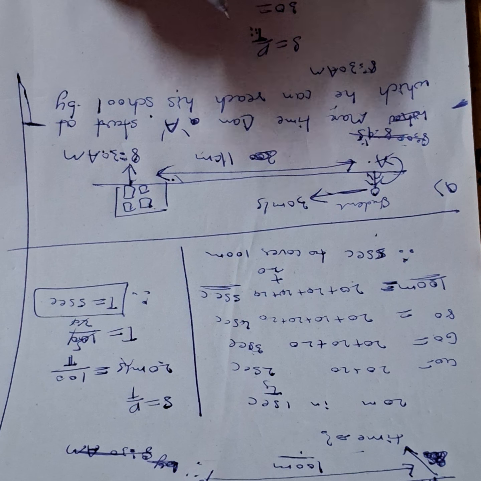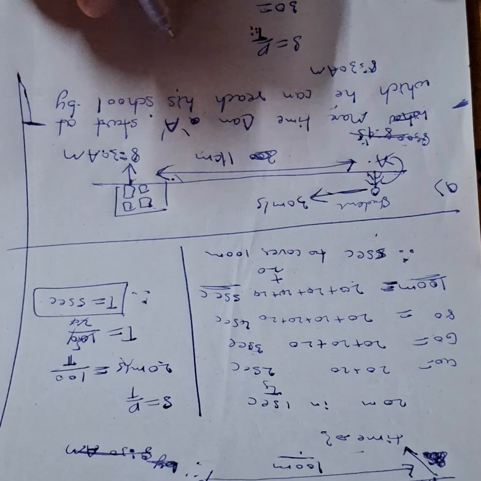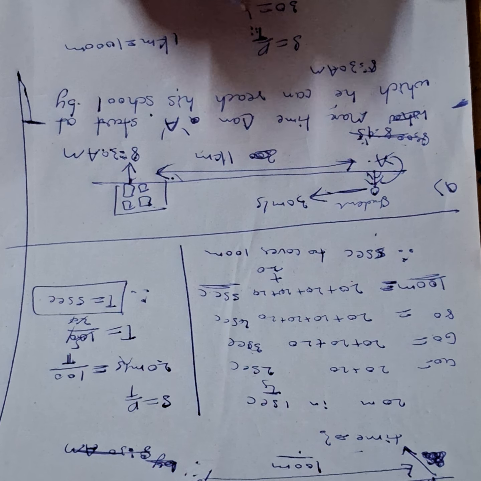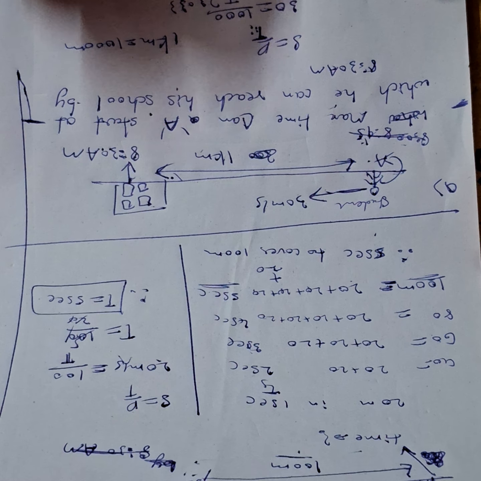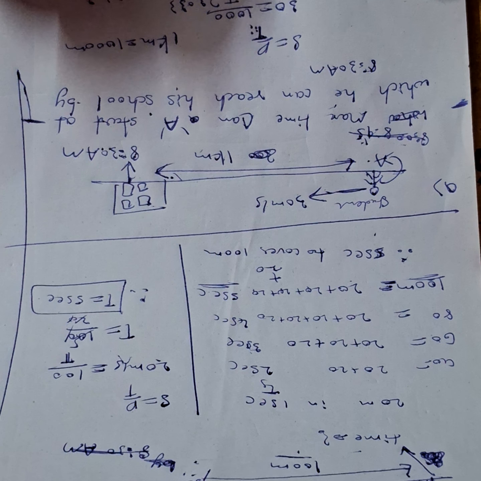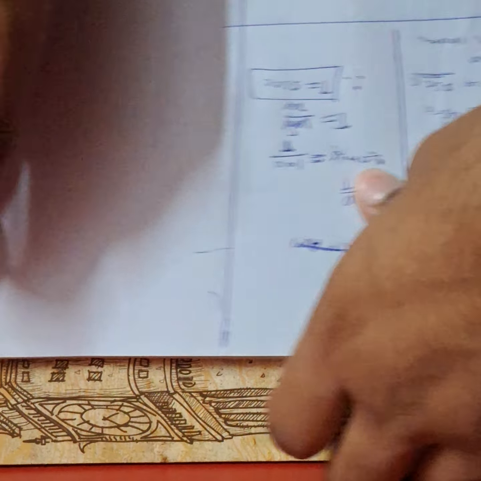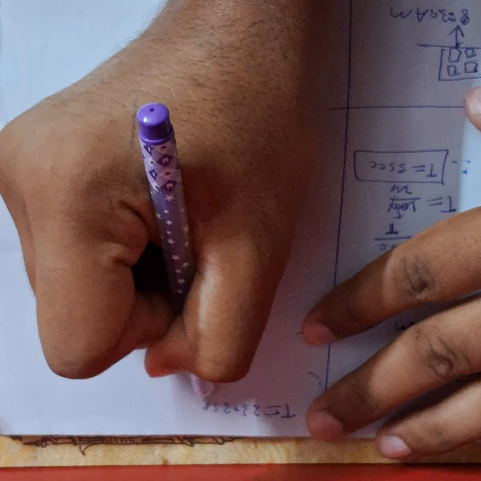Speed given is 30 meter per second. Distance to be covered is 1 kilometer, but we have to convert the 1 kilometer into meters. 1 kilometer equals 1000 meters. So distance to be covered is 1000 meters. Time taken is 1000 by 30, 33.33. It is approximately 33.3 seconds. So we got time equal to 33.3 seconds, right?